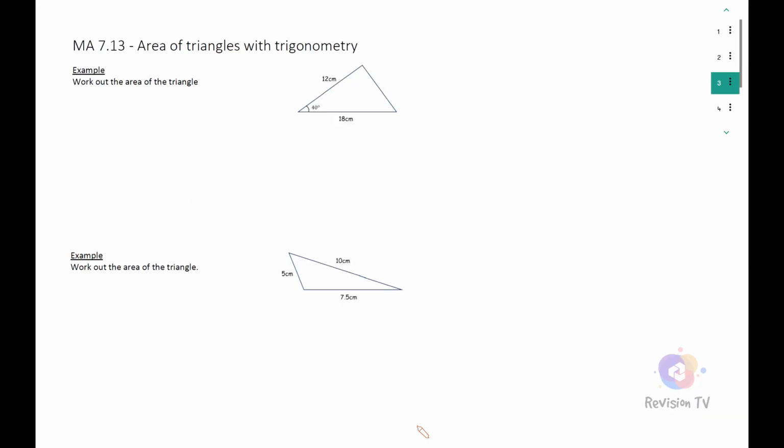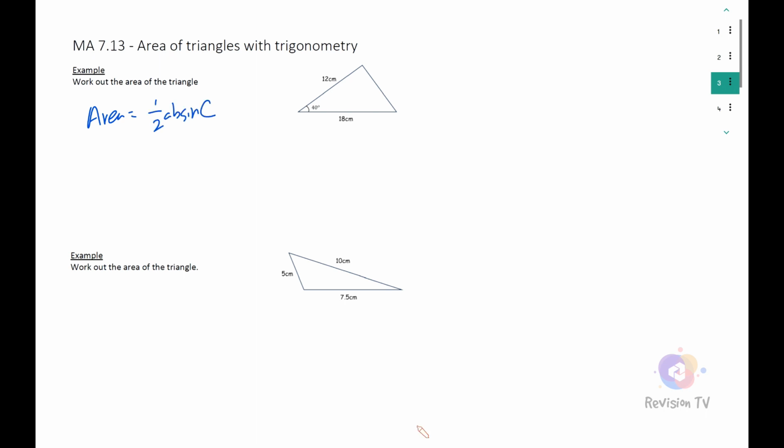Let's start off with some examples. I'll show you how to use the formula. So the first example, work out the area of the triangle. Well, we see a 12 centimeter, 18 and 40 degree. So the formula you should be recalling is area equals half AB sine C.